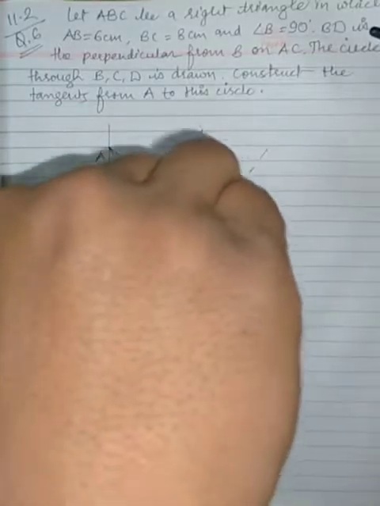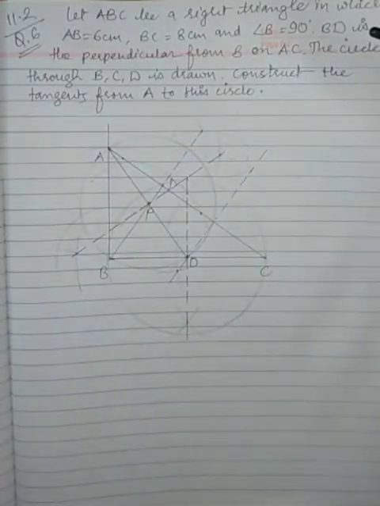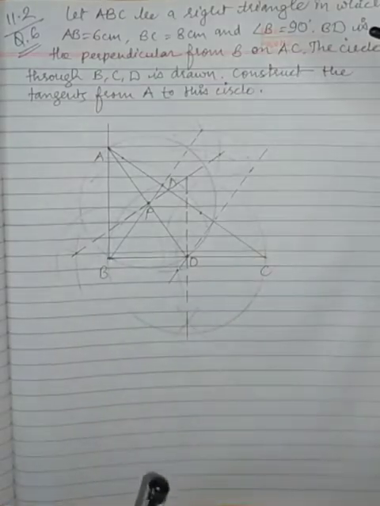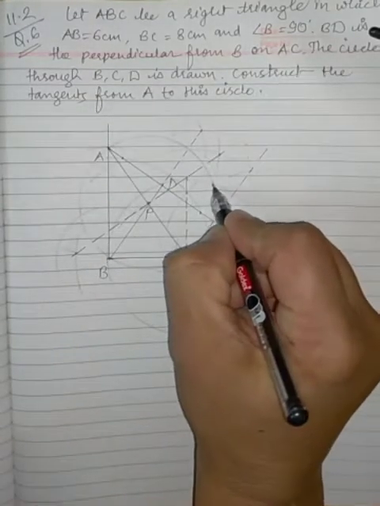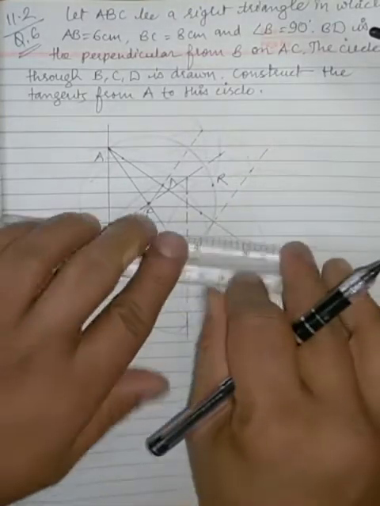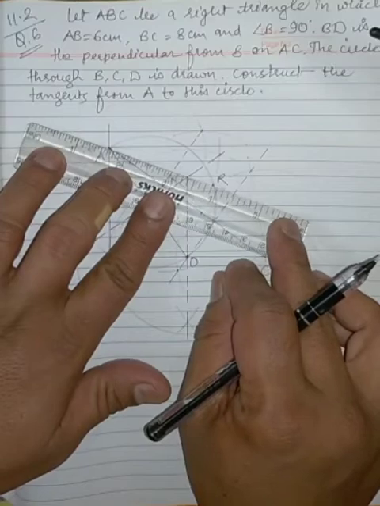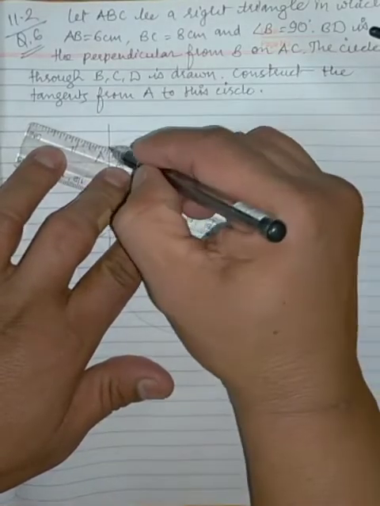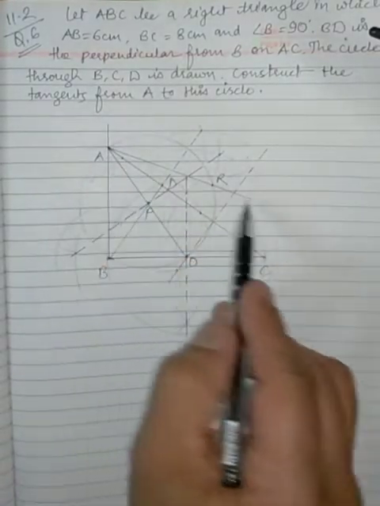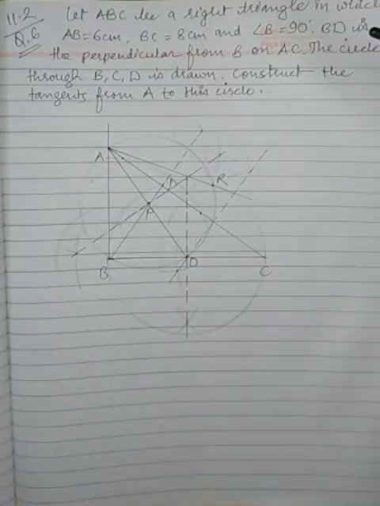draw a circle which will intersect our previous circle at 2 points. Now one point is B, which we have already got, and the second point is here. Let this be R. So join AR and AB. AB and AR are the required pair of tangents from point A. So this is the construction.